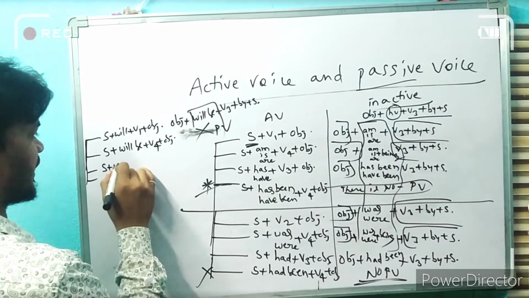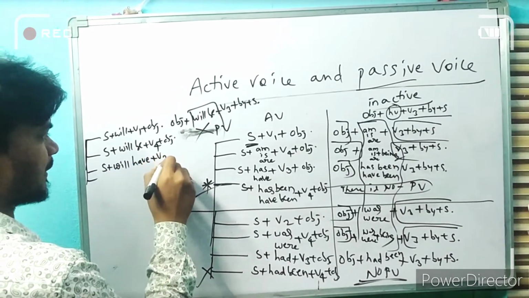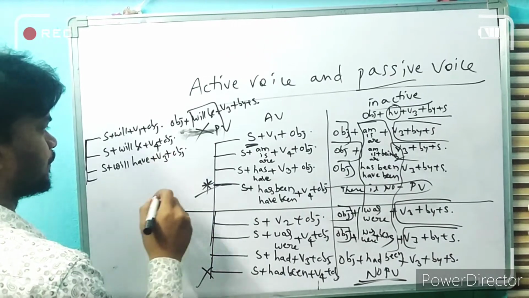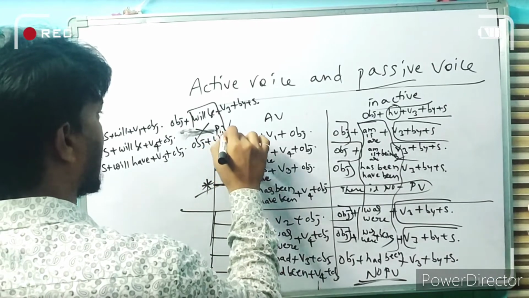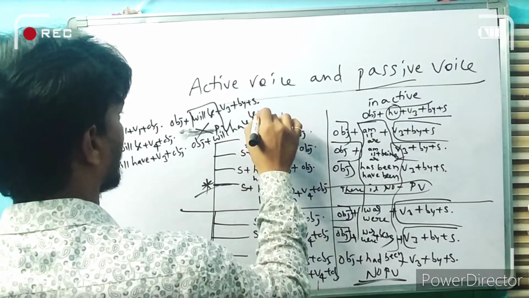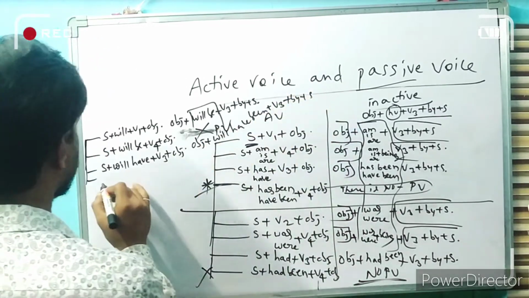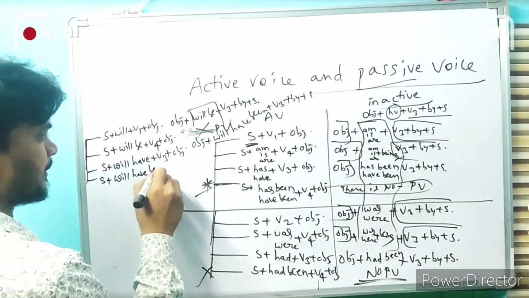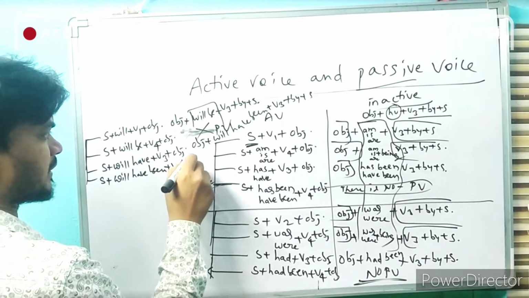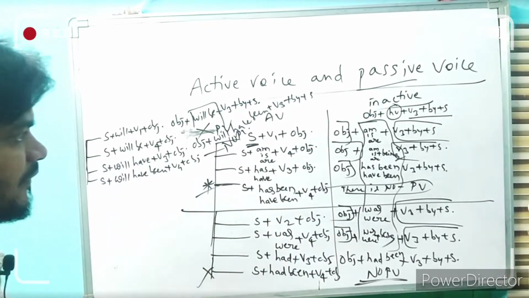With the future perfect tense, subject plus will have plus V3 plus object. So here, object plus will have been plus V3 plus by plus subject. Future perfect continuous: subject plus will have been plus V4 plus object. Here no passive voice. Okay, fine.